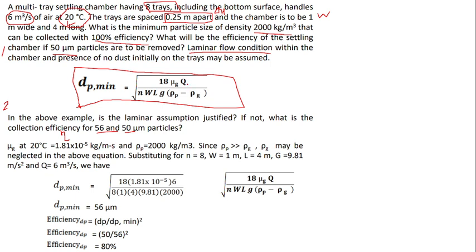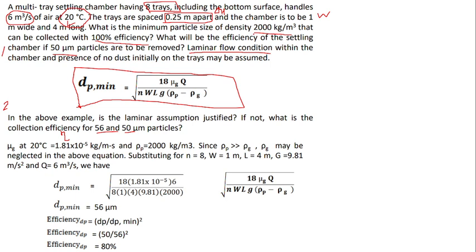Next is the Q. Q is the flow rate. The flow rate is given in the question as 6 meter cube per second, so it is also substituted. And N is the number of trays. So the number of trays is 8, so N equal to 8 is substituted here. And W is the width. So the width is 1 meter. W is substituted. And L is the length. It is 4 meter long. So the chamber is 1 meter wide and 4 meter long, so L is 4. And g is a constant, which is 9.81. Rho p minus rho g is here.